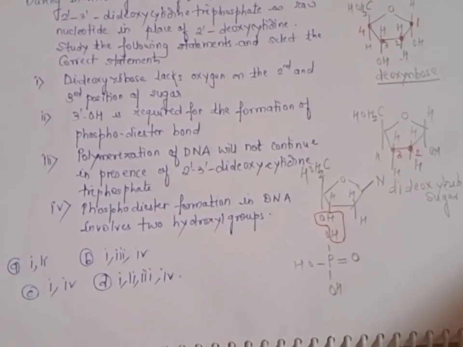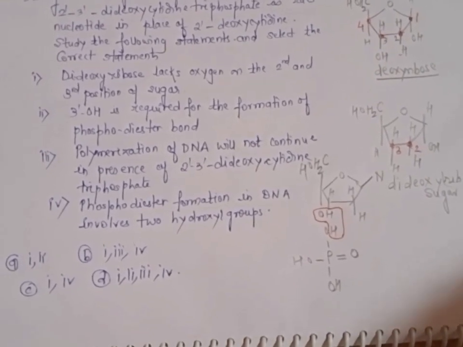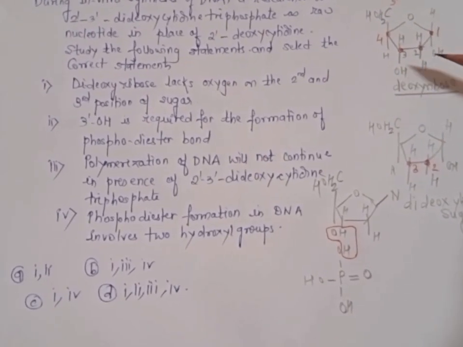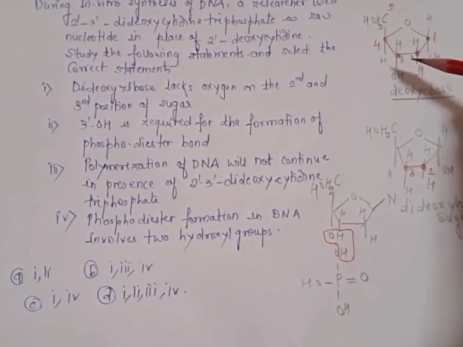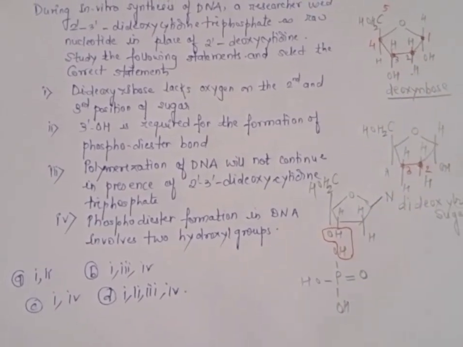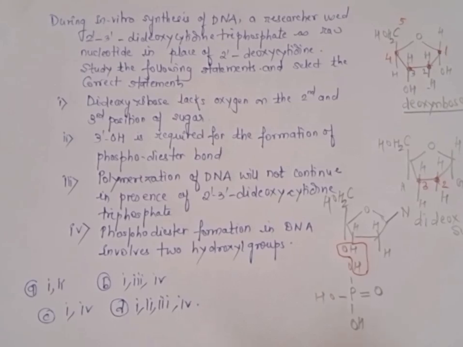3'-OH is required for the formation of phosphodiester bond. So if you look at this position, third position, that oxygen is required on the third position for the formation of a phosphodiester bond.